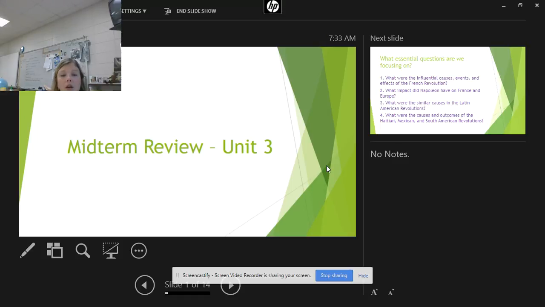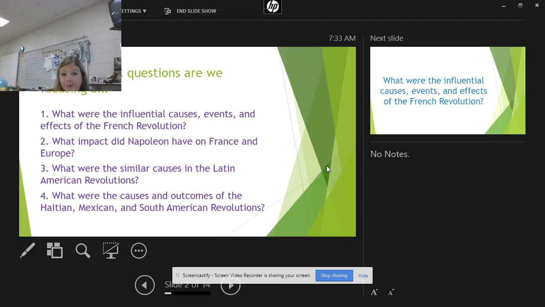So today we are reviewing our Unit 3. We're actually going to cut this up into two different units. We're going to cut it up into our political revolutions, like our French and our Latin American, and then we're going to also cut it up into our Industrial Revolution for tomorrow.